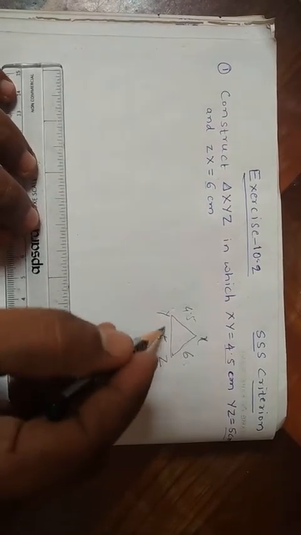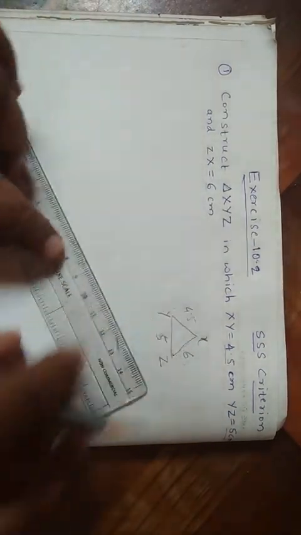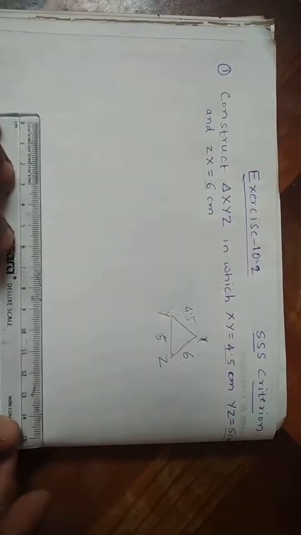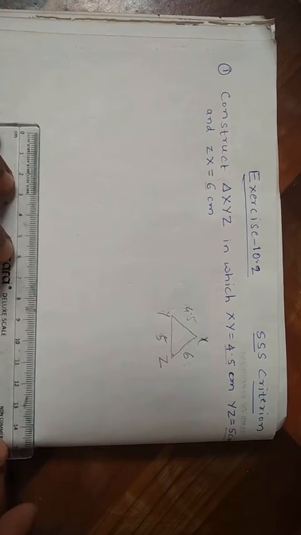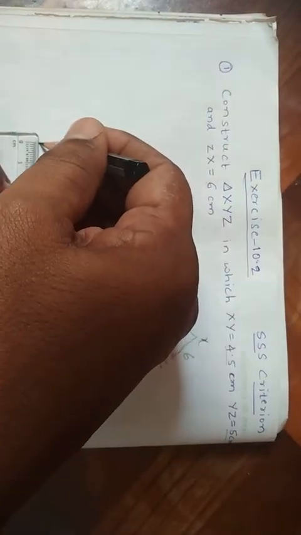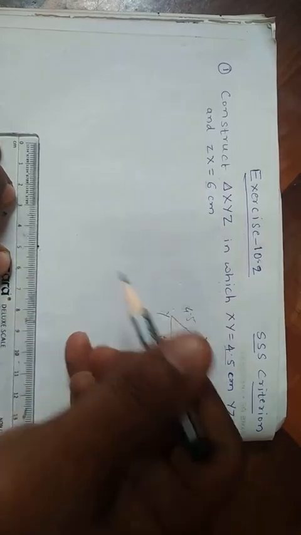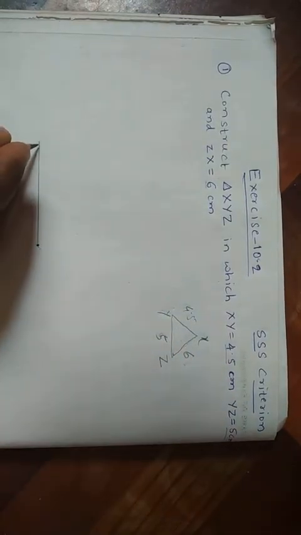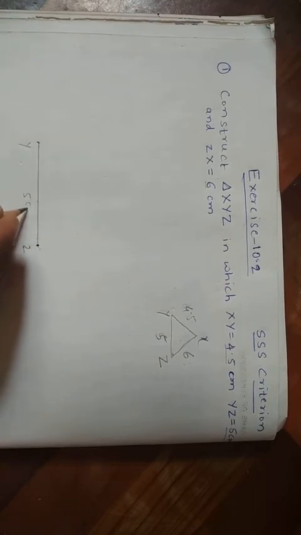First we have to draw the base line, that is YZ. How much is it? It is 5 centimeter. So all of you draw one line. The measurement of that line is 5 centimeter, and name this as YZ.